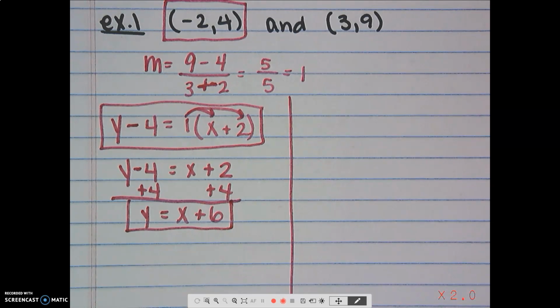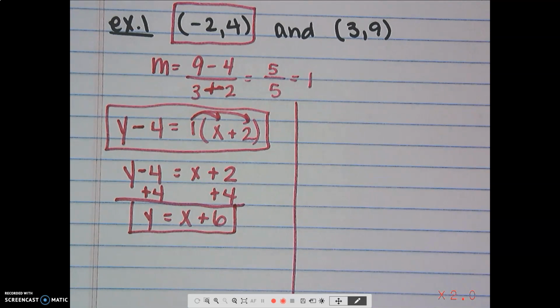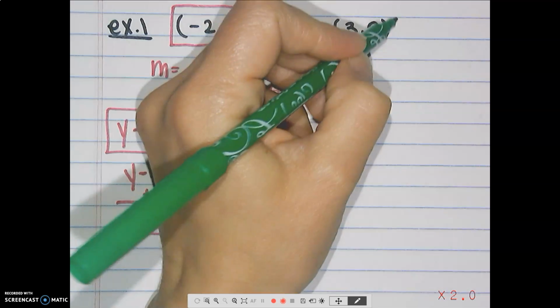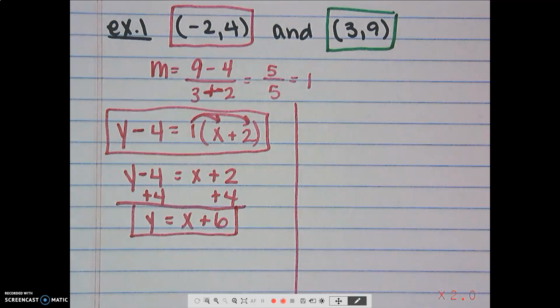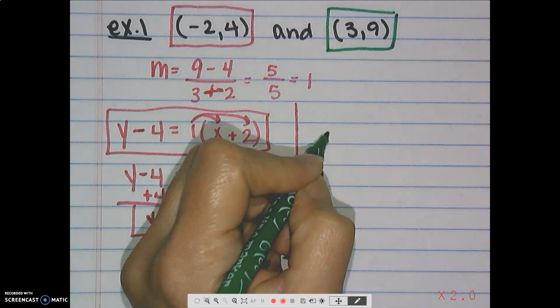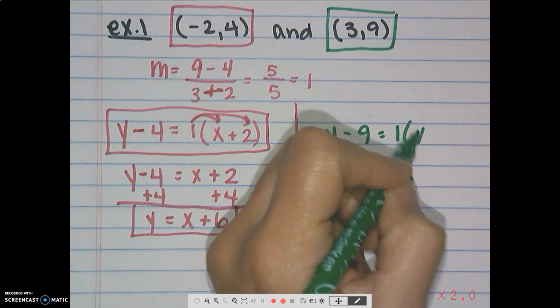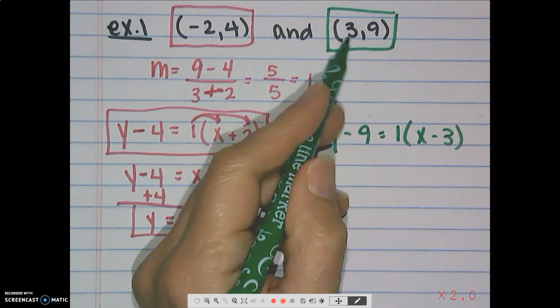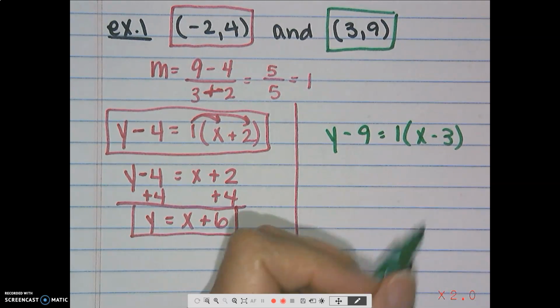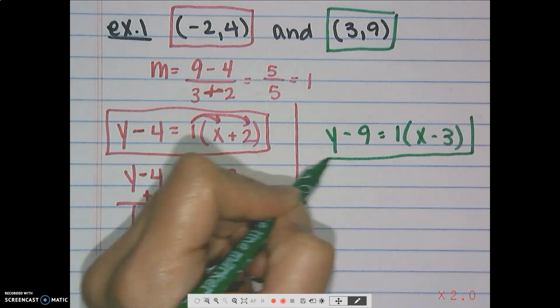So what happens if we would have chosen the point (3, 9) instead? Does it make a difference? All right, so let's double check that and see. So our slope is still 1. This time I'm going to choose (3, 9). Okay, so we're going to have y minus 9 equals our slope 1 times x minus 3, since we have to change the sign of those to be opposite. So that's part of our answer.